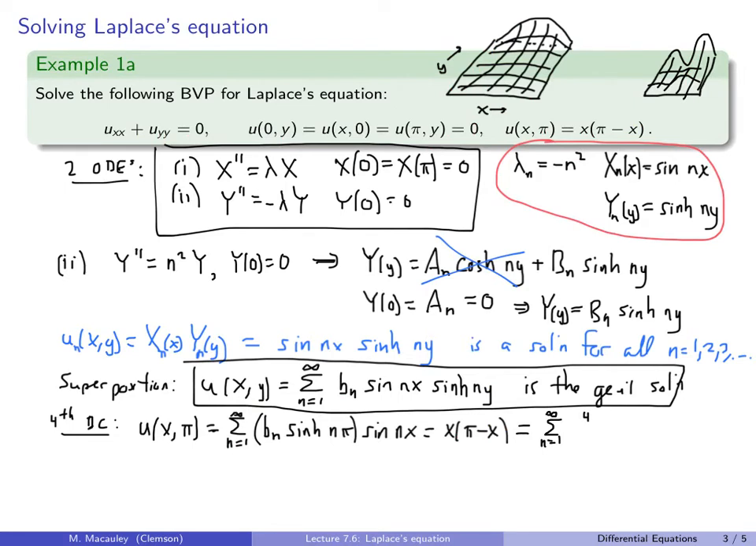4, let me give myself a little more room for that. 4. So that's 4 times 1 minus negative 1 to the n over pi n cubed times sine of nx. So now it's tempting to say, oh, bn is this, but that's not quite true. Bn sinh of n pi equals that. So we have to equate these two things.